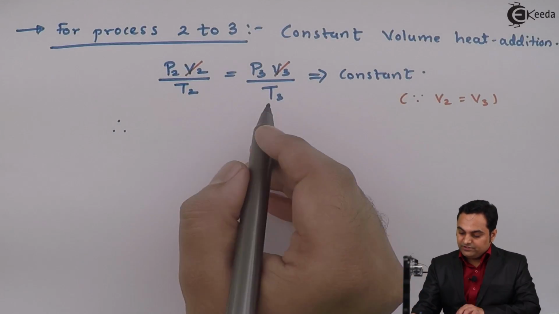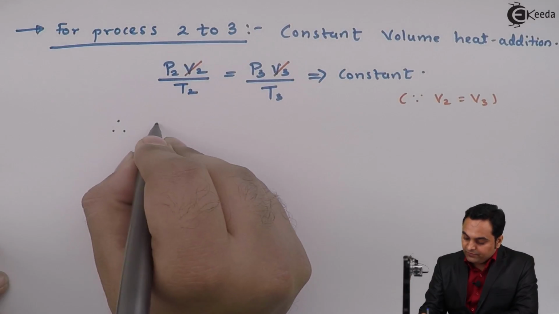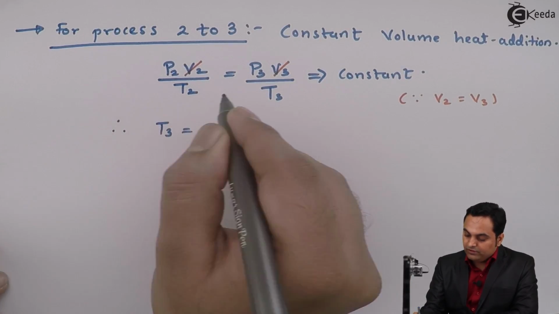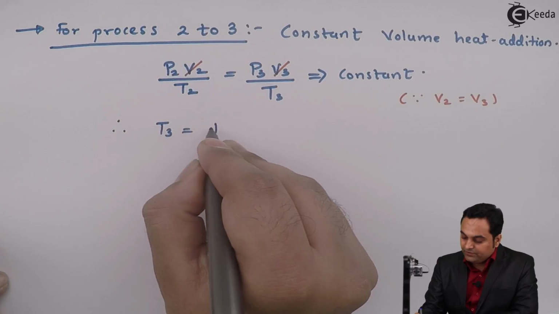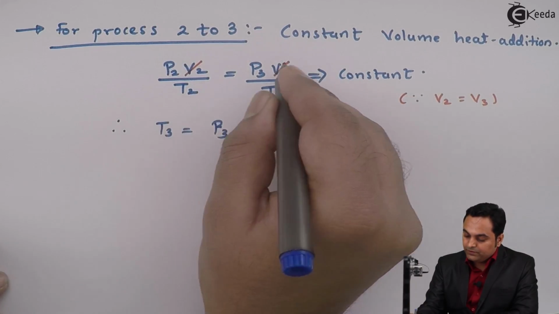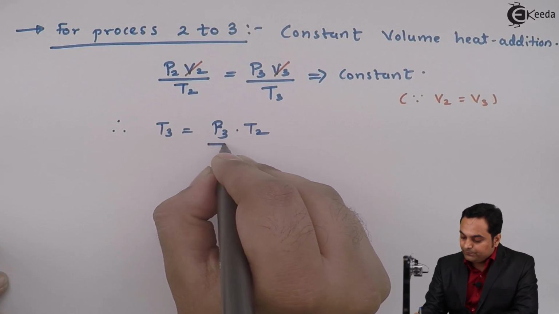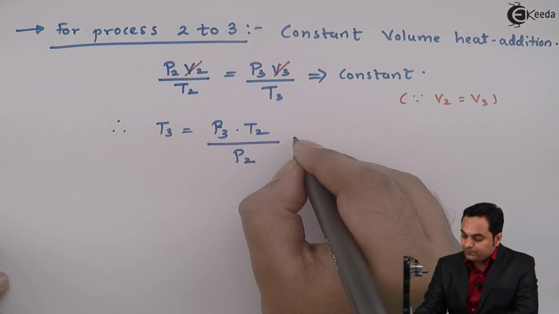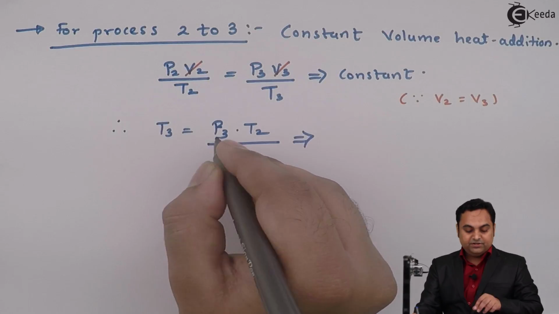Then after this I'll shift T3 to one side, so T3 will be on the left hand side. Here I have P3 multiplied by T2 divided by P2 is equal to the P3 value.